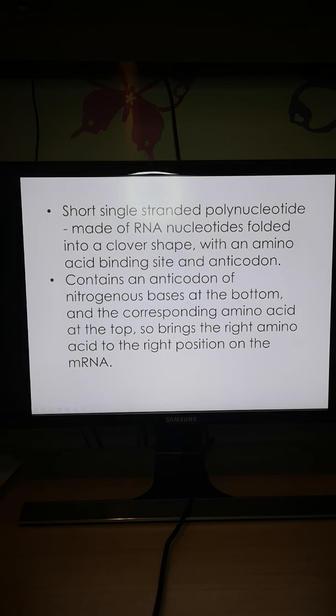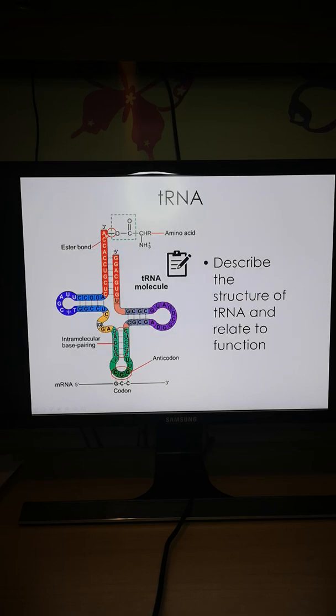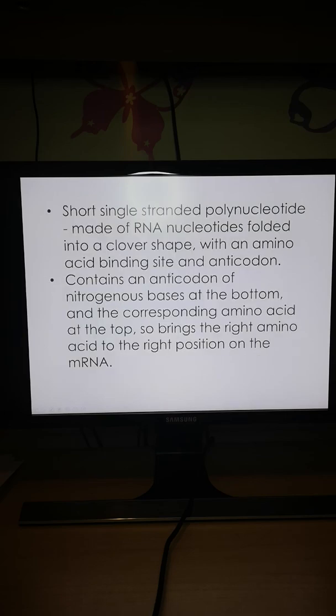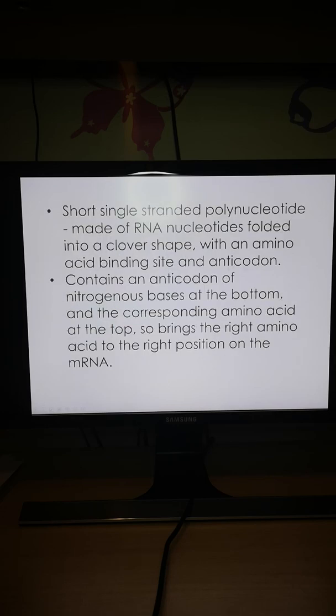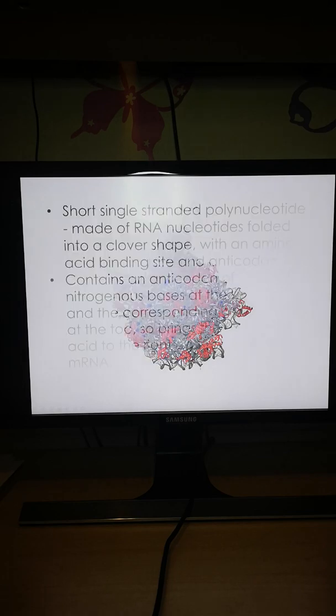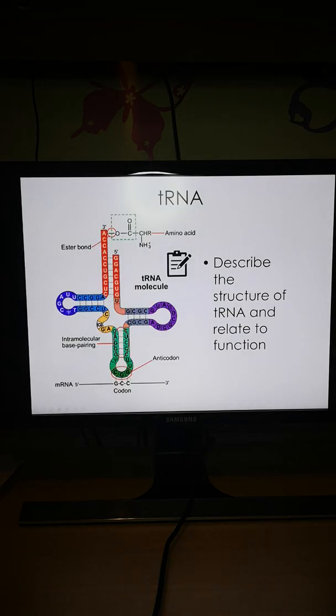Again, it's a short single-stranded polynucleotide. Sometimes people don't get that, but if you look, it's one single strand that's folded back on itself in this clover shape. So it's made of RNA nucleotides. It's folded into a clover shape, and it has an amino acid binding site, at the top there. And at the bottom, an anticodon. Anticodon there at the bottom.